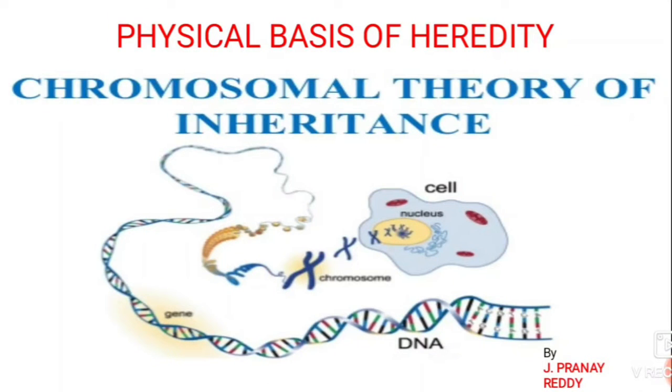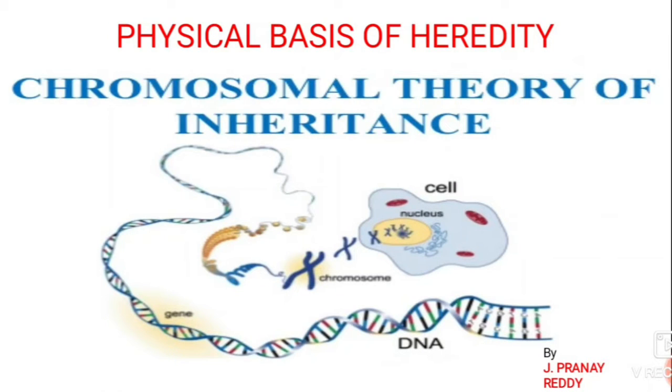Hello everyone. Today's topic is the physical basis of heredity. The physical basis of heredity is nothing but the chromosome theory of inheritance. In the year 1900, Mendel's paper was rediscovered independently by Correns, DeVries, and Tschermak. This paper of Mendel outlined the essential features of the behavior of genes during inheritance.